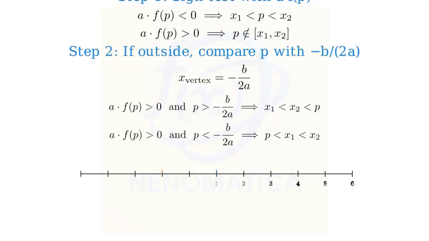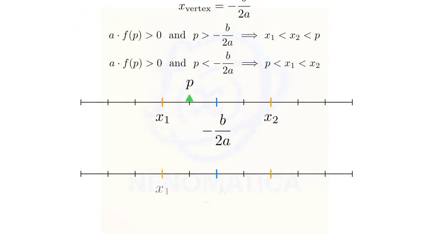For intuition, think about the parabola and its two real x-intercepts, x1 and x2, with the vertex right in the middle at the average of the roots. The sign of a times f of p tells you if p lands in the valley or hill between the roots or outside them. First, place p between x1 and x2. In that case, a times f of p is negative.